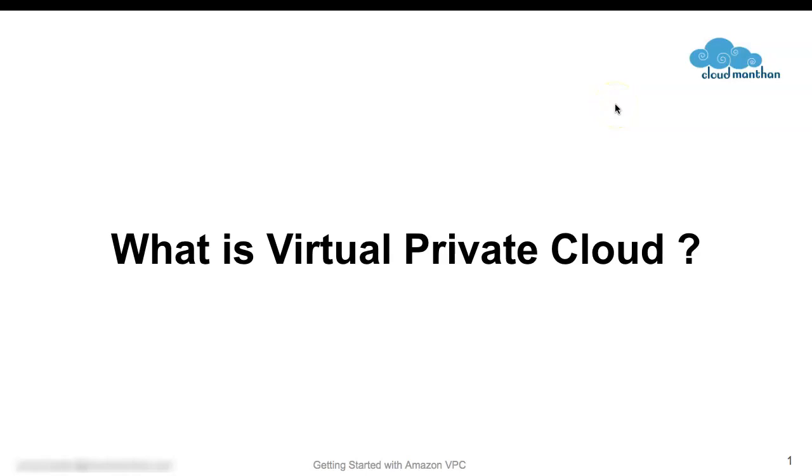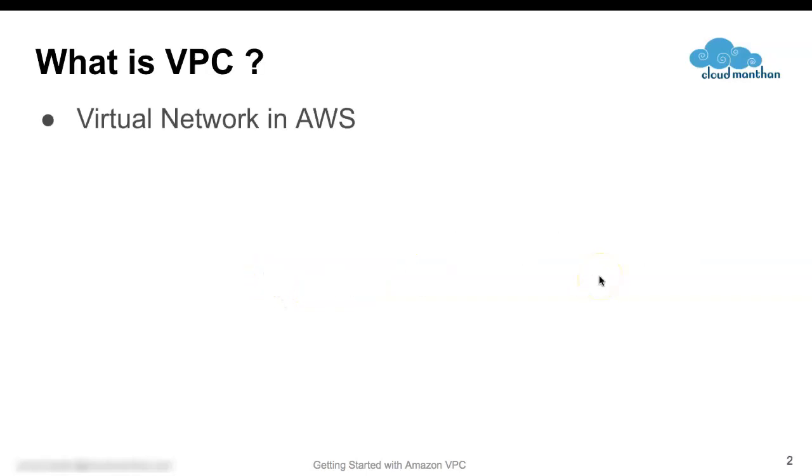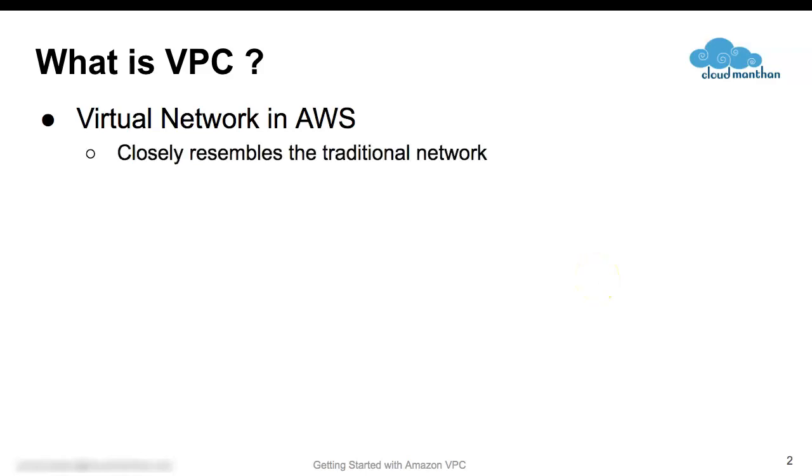In this lecture, let us understand what is Virtual Private Cloud. Virtual Private Cloud is also known as VPC. So what is VPC? VPC is nothing but the virtual network in AWS. It closely resembles the traditional network.